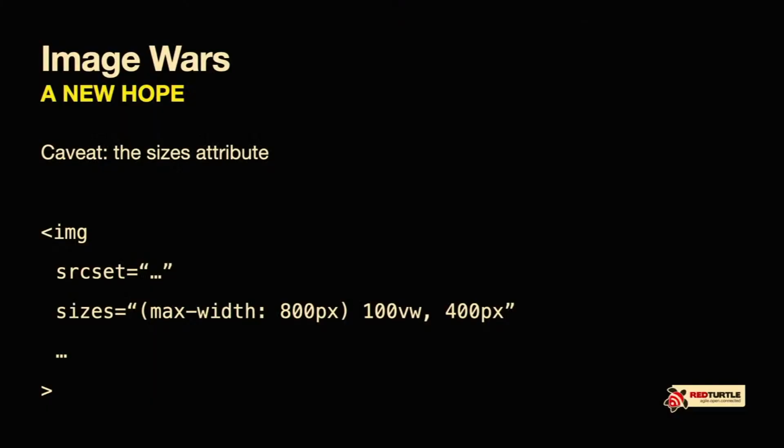So there's a caveat to all these performance things, which is the sizes attribute that I didn't mention, that is usually, nowadays, mandatory to use with source sets. Why is it mandatory? Because I said that the browser can choose the proper image based on how big the image is rendered in the page. And that was true when source sets were introduced.